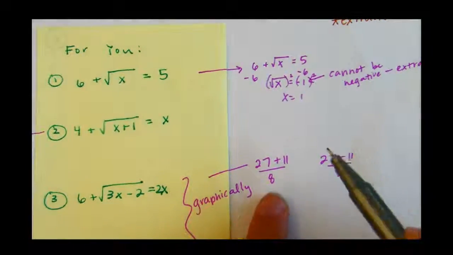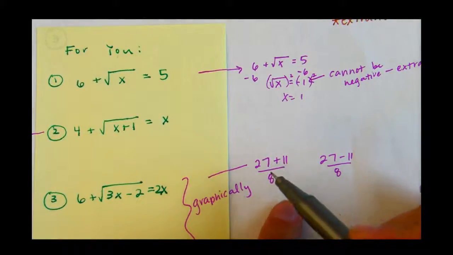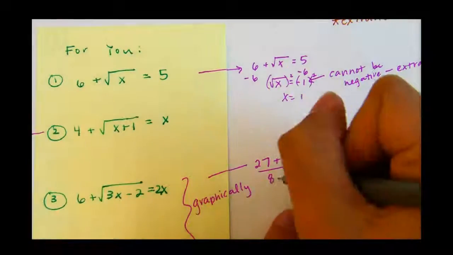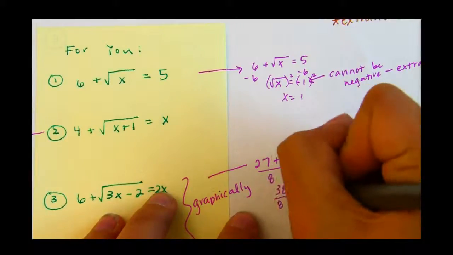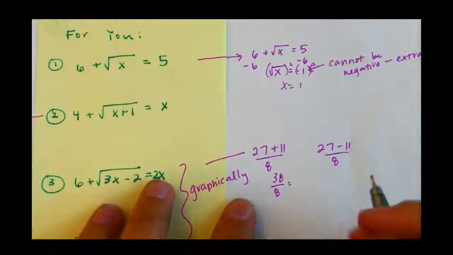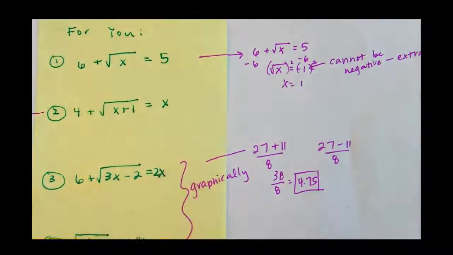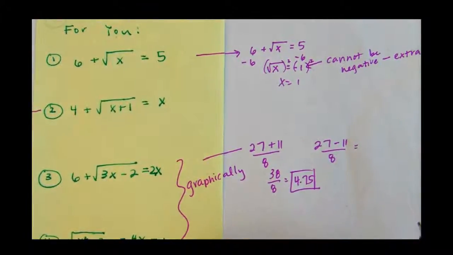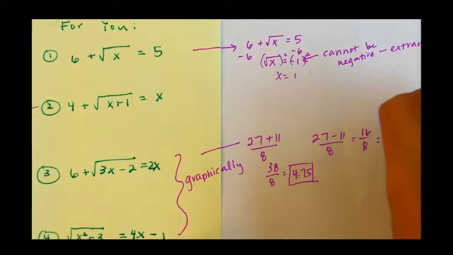You should have gotten, when you did the quadratic formula, (27 plus 11) over 8 and (27 minus 11) over 8. 27 plus 11 over 8, that's going to be 38 over 8, which when you type that into your calculator will give you 4.75. So that's actually going to be your solution, which means that this second solution, when you get 16 over 8 or 2, is going to be extraneous.